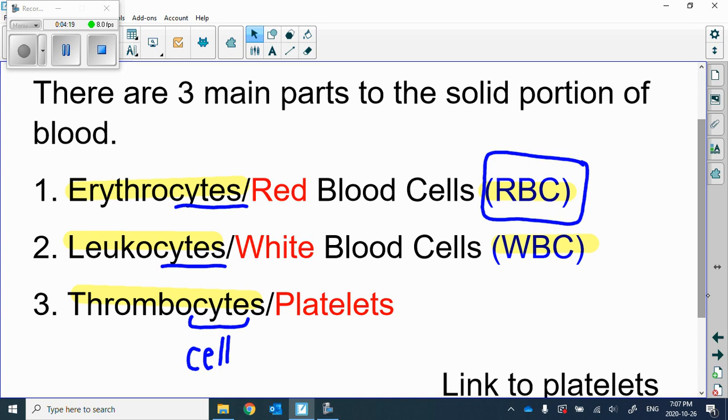Leukocytes are your white blood cells. Again, I get lazy and I abbreviate it WBC. And thrombocytes are our platelets. Now you'll notice all 3 of those words end in the word cytes, and cyte means cell.